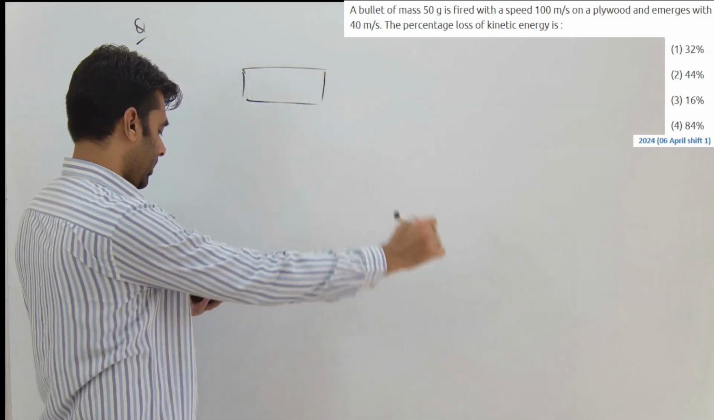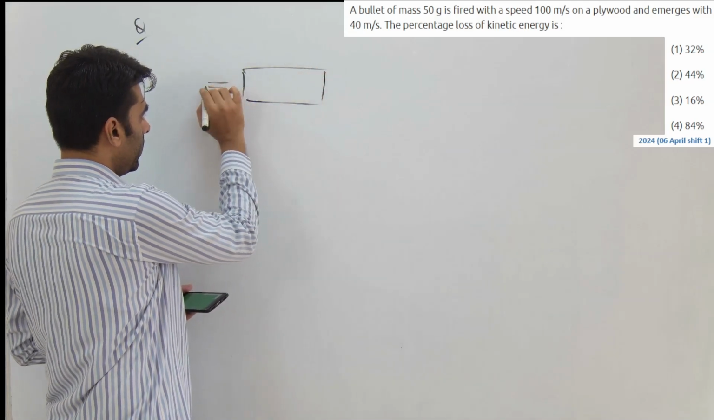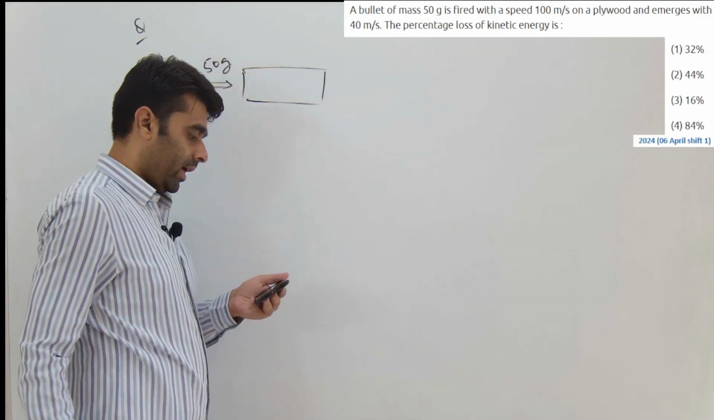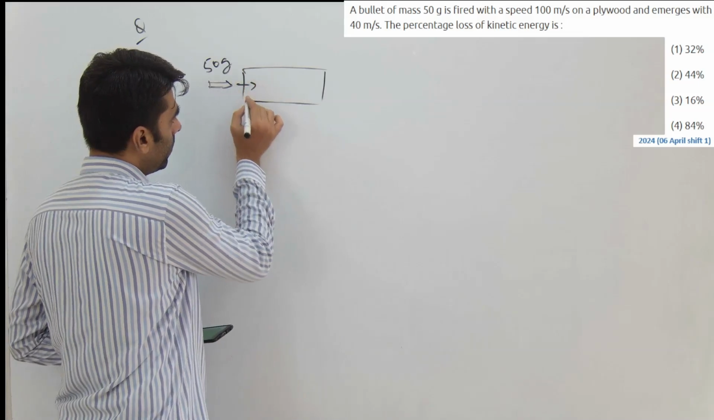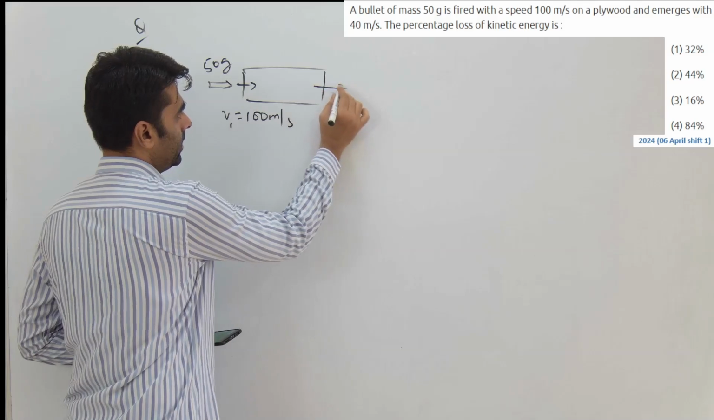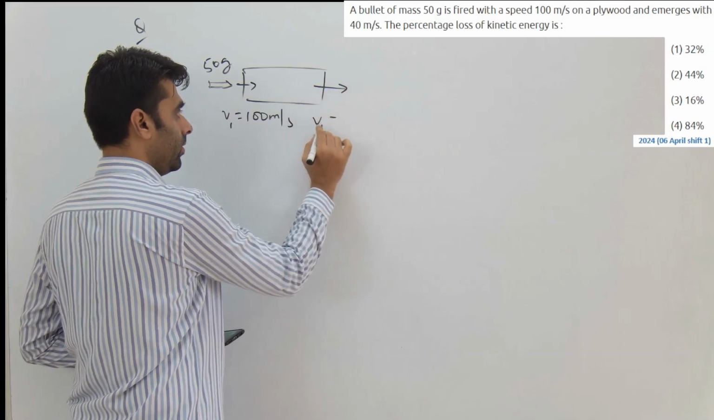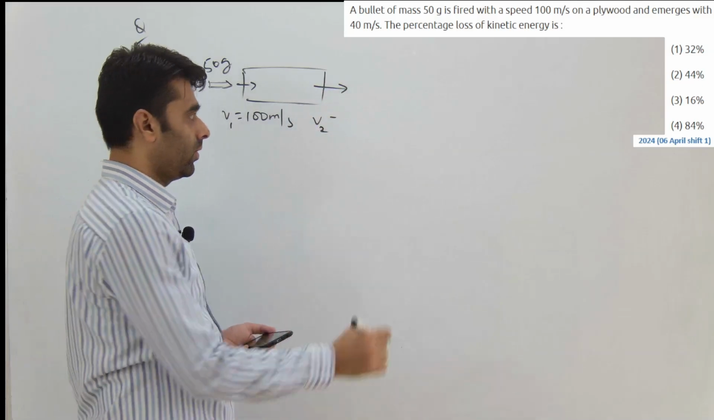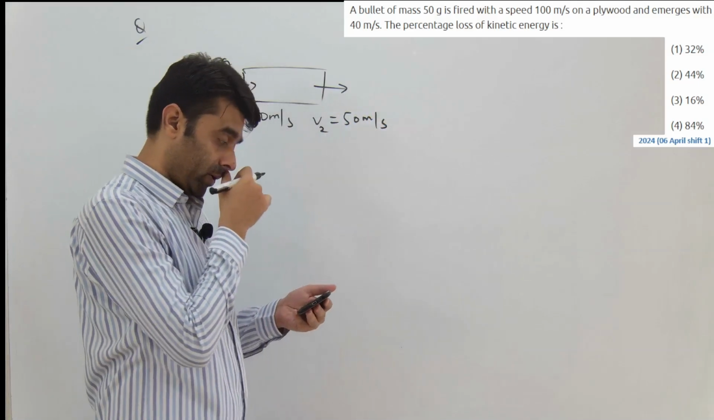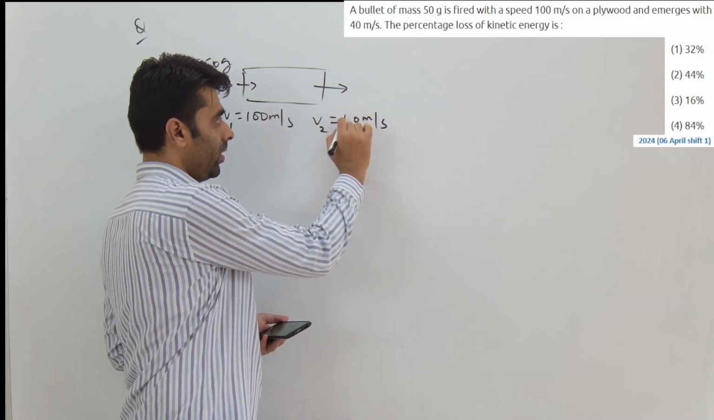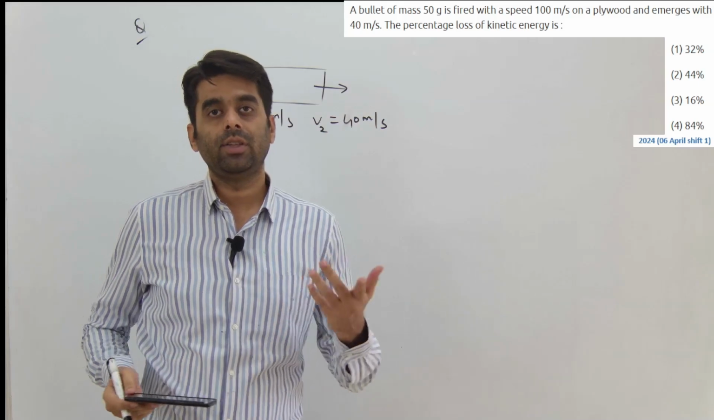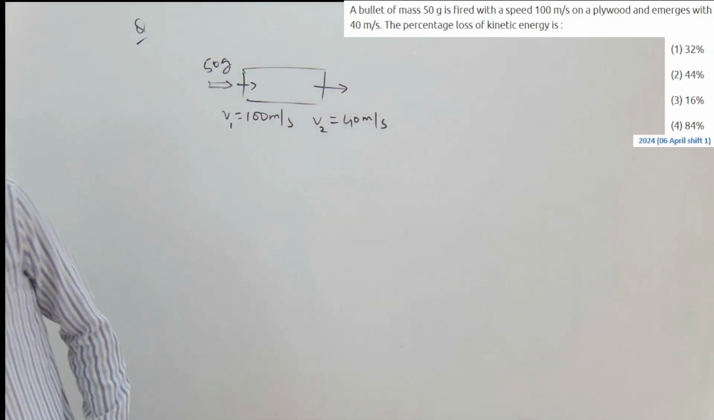Now you can understand. So the mass of the bullet is 50 gram and it enters with a speed of 100 meter per second and exits out with V2. The exit speed is, sorry, 40 meter per second. The percentage loss of kinetic energy is asked.